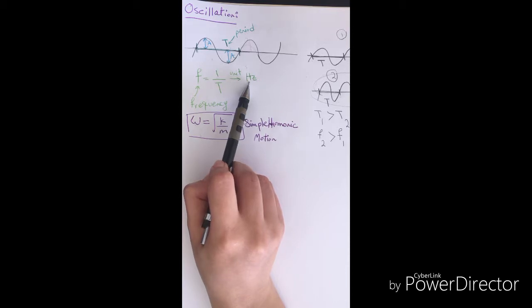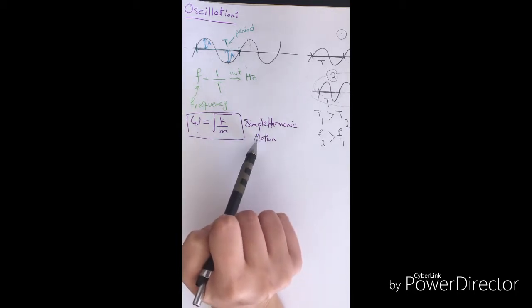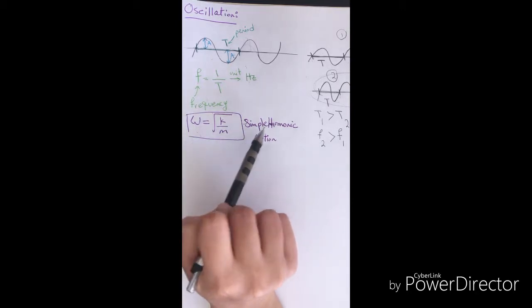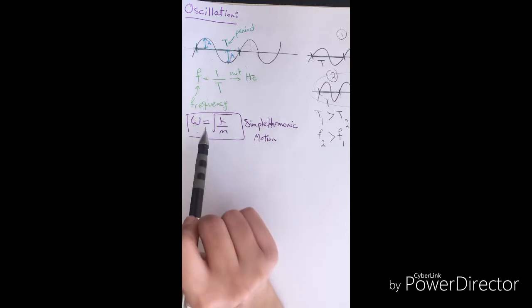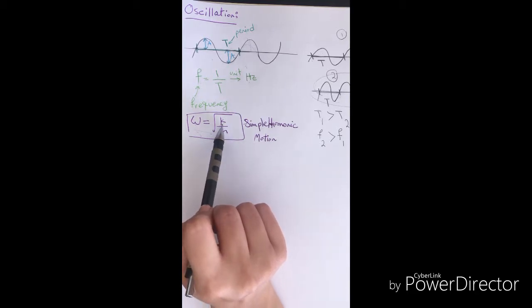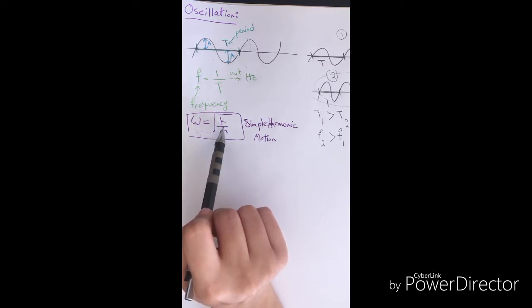Today we're gonna talk about angular frequency and simple harmonic motion. So the angular frequency for simple harmonic motion is radical k over m. We are gonna use this when we want to solve the problems. K is a spring constant, and m is a mass.